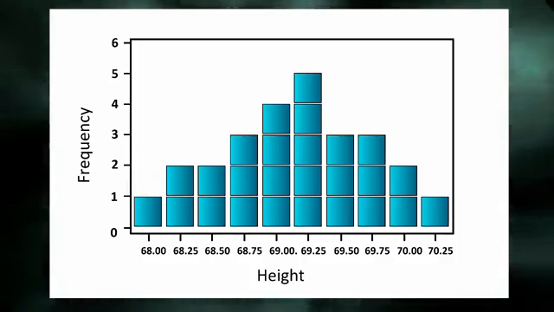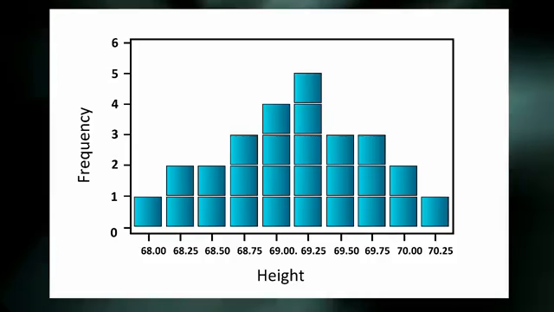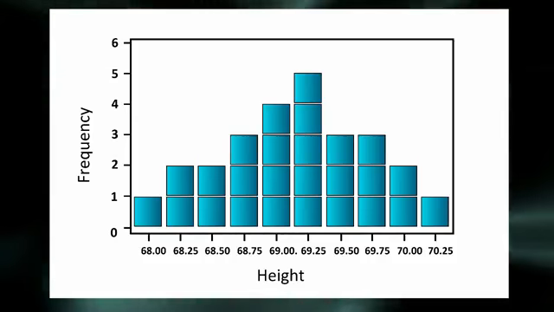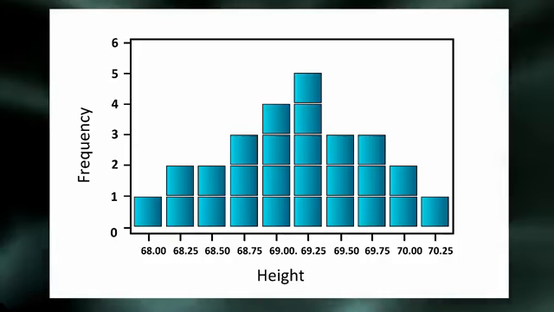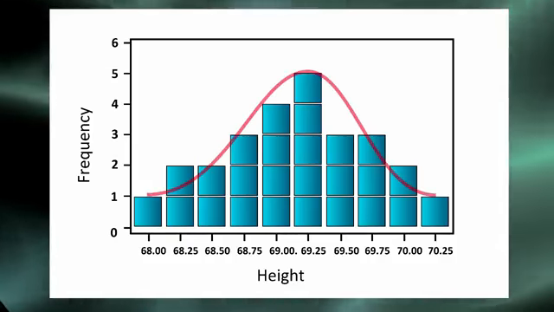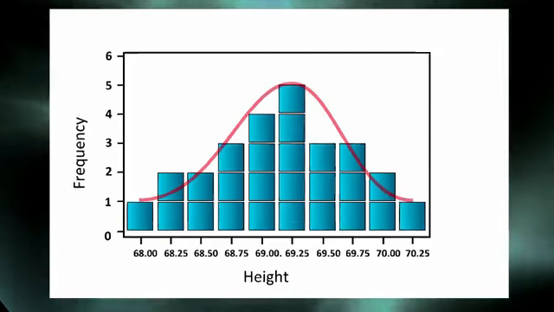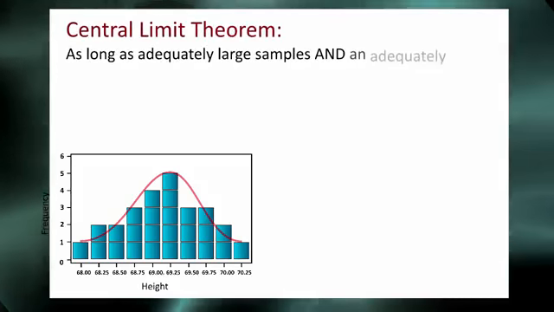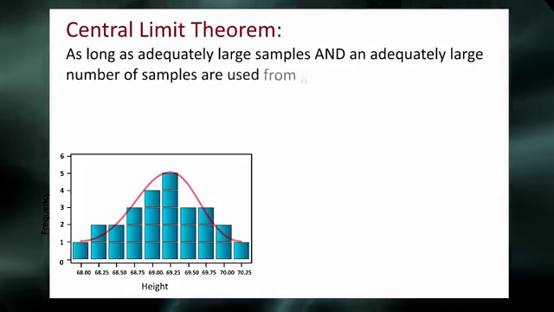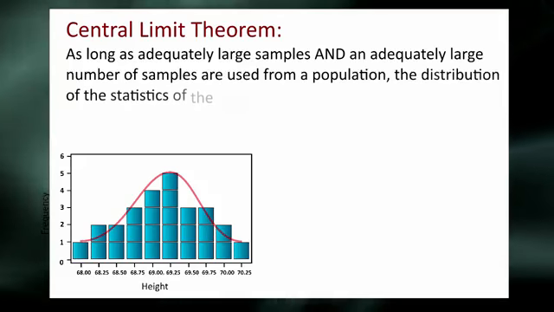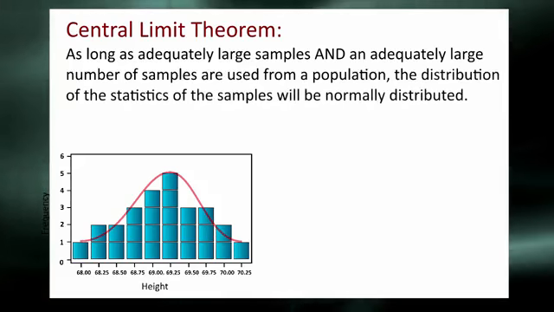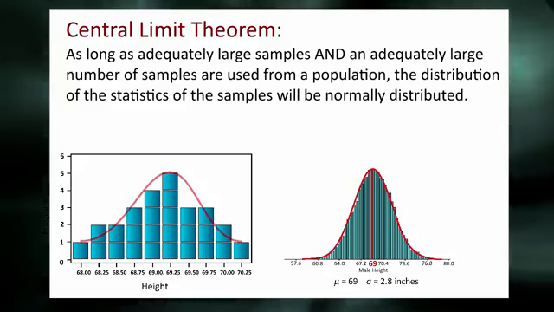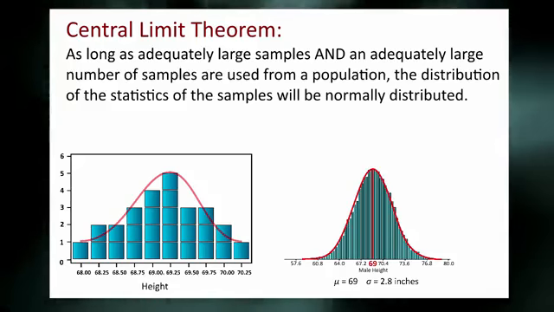This is a characteristic of the sampling distribution, whether we're measuring the mean of a quantitative variable or the proportion of a categorical variable or any other sample statistic. That is, as we draw more and more samples, the distribution of the sample statistics will become more and more normally distributed. This result is known as the central limit theorem, which states that as long as adequately large samples and an adequately large number of samples are drawn from a population, the distribution of the statistics of the samples, whether of mean, proportion, standard deviation, or any other statistic, will be normally distributed.